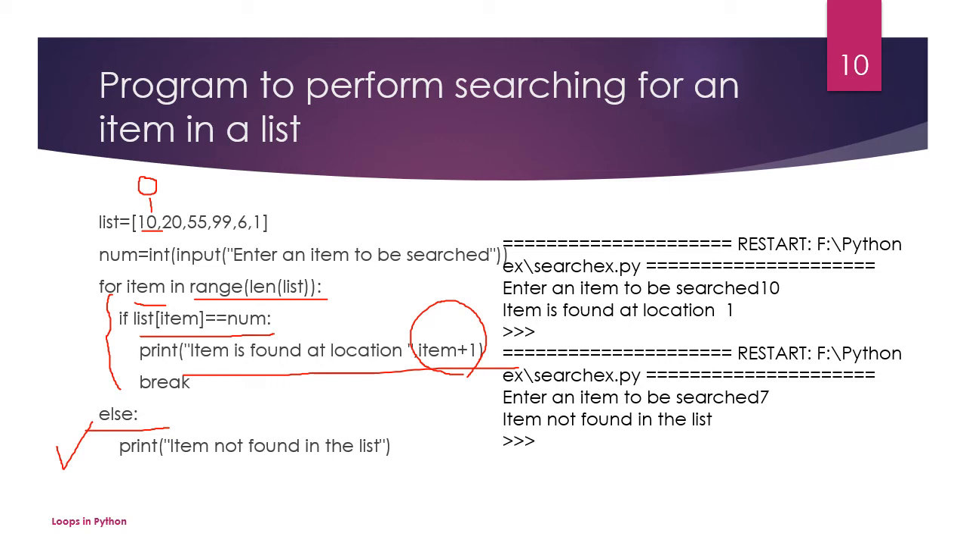And now we have encountered the end of the list. So the for loop's execution needs to stop. But since there is an else part, which part will be executed? The else part will be executed and we will get the message item not found in the list. This is how an else statement attached to a for statement gets executed.